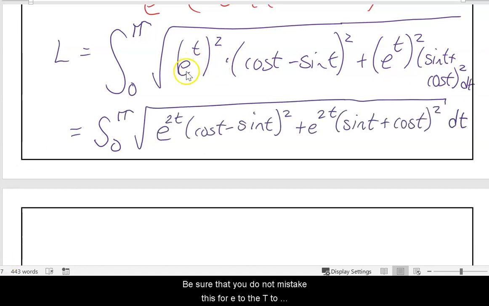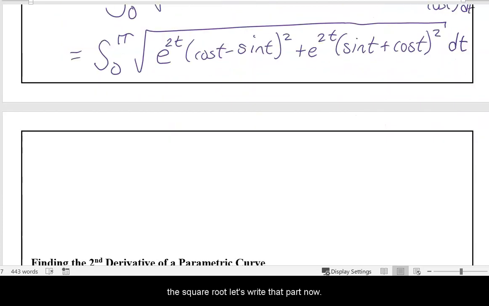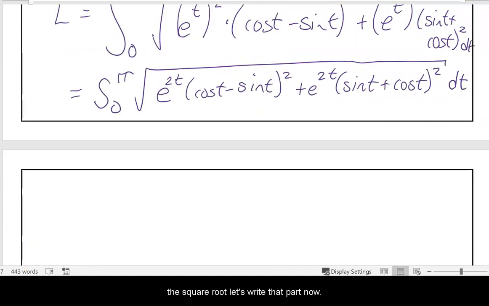Be sure that you do not mistake this for e to the t to the second power. This would instead give us e to the 2t, since one base with two powers has the powers multiplied, and that gives us 2t. That means that e to the 2t is a common factor between the two terms under the radical and can be factored off and split apart as a separate factor underneath the square root. Let's write that part now.